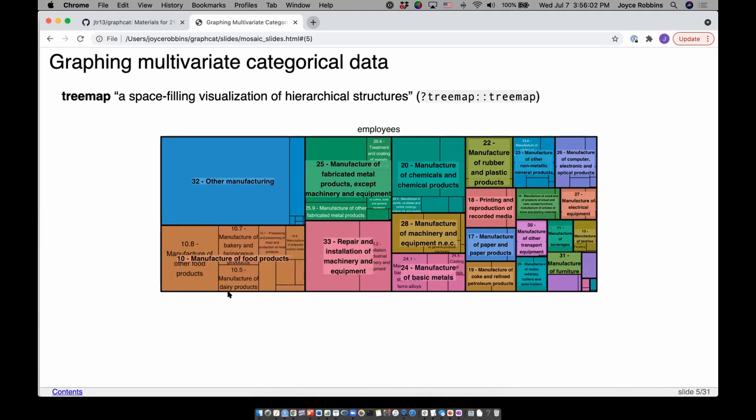You don't have that consistent number of rows, columns, and splits for each. You can see that a few lines go directly across, but then the rest of them do not go directly across. Within any one box, you can't indicate the variables and the levels of the variables in the same way as you can with a mosaic plot.